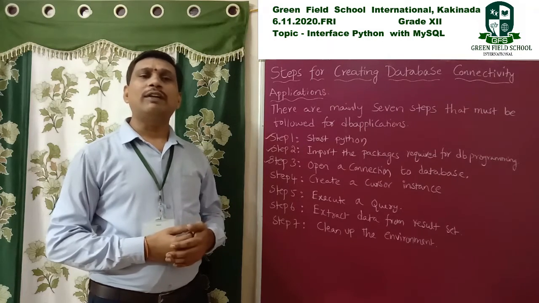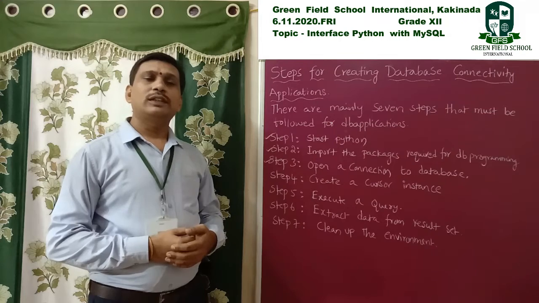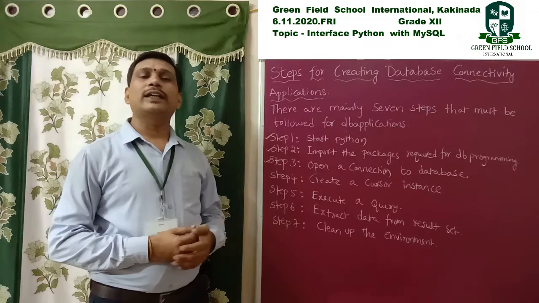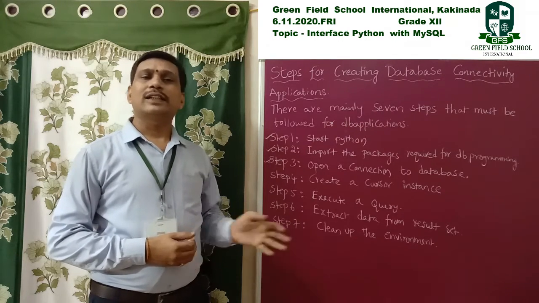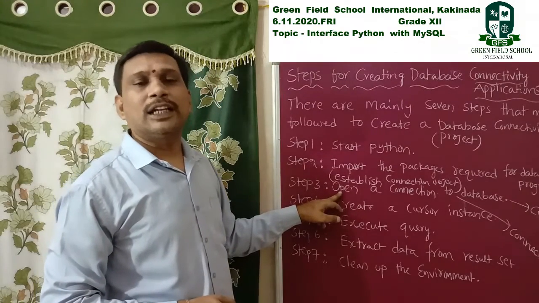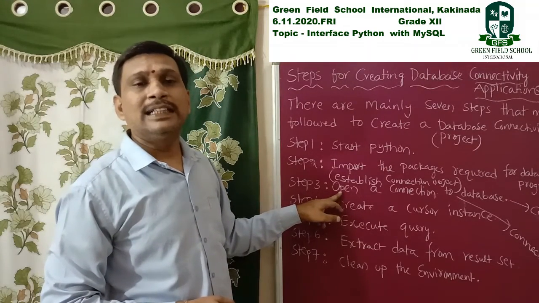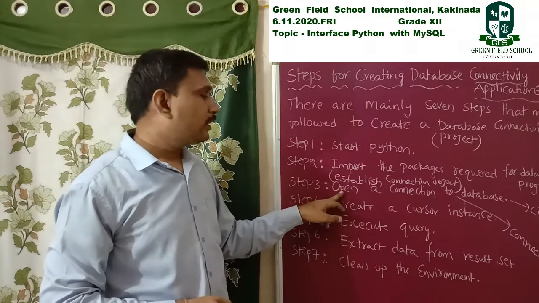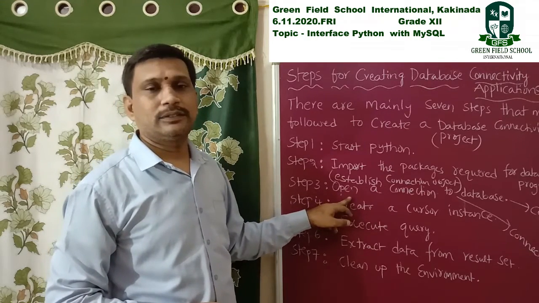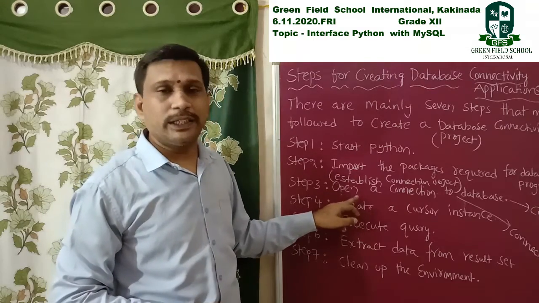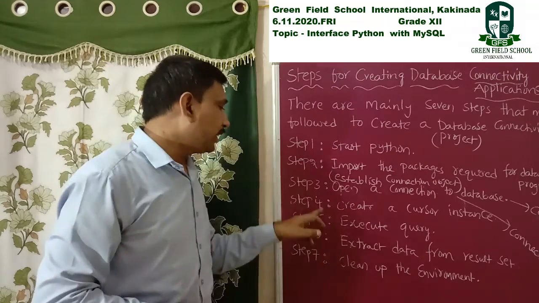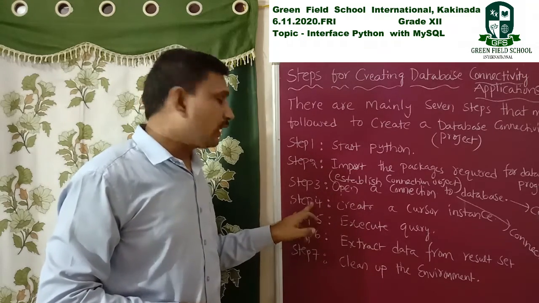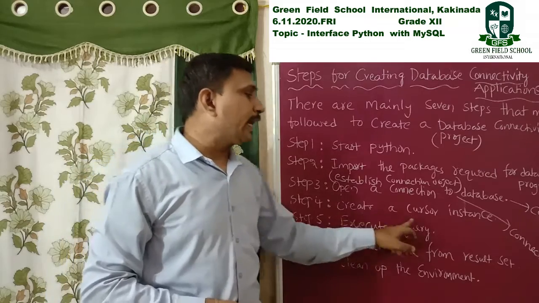Then we enter into our step 4, which is related to the cursor instance. How to create a cursor instance and the remaining steps we will discuss in this class. We create one connection object. If you give all these details properly, then one connection object is created. By using this connection object, the remaining process can be established. Next, step 4. Here, step 4 is to create a cursor instance.